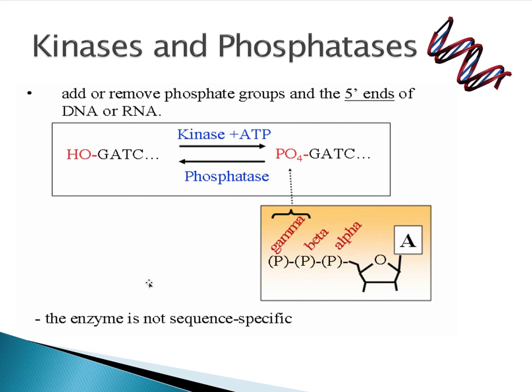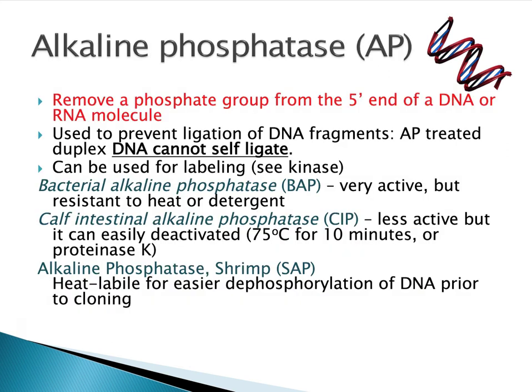Now, the next thing we need to talk about is kinases and phosphatases. Just remember, kinase can add a phosphate group, the phosphatase can remove it. So practically, as you see, they can complement each other. Kinase needs ATP. That's very important. And when you add ATP, if you want to label it, because it actually takes the gamma phosphate, if you have a label on the gamma phosphate, you can actually use kinase for labeling. This is not sequence specific, so you can practically do any kind of DNA sequence.